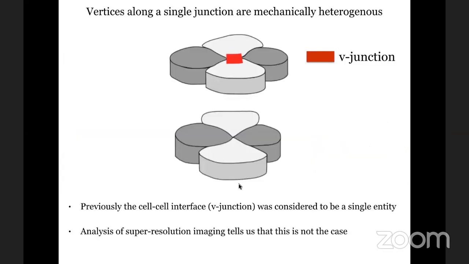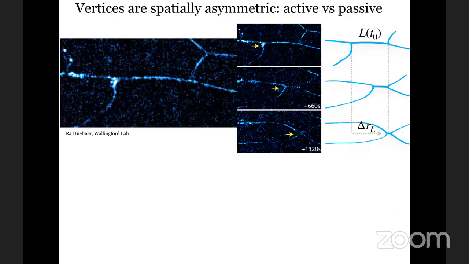Prior work in terms of understanding cell movement has considered these single cell-cell interfaces to be mechanically homogeneous. They have assigned uniform mechanical properties to these cell-cell junctions. But our analysis of super resolution imaging and modeling tells us that we need to rethink this picture, that these single cell-cell junctions are really mechanically heterogeneous entities. And I will make clear what I mean by mechanics as we go on.